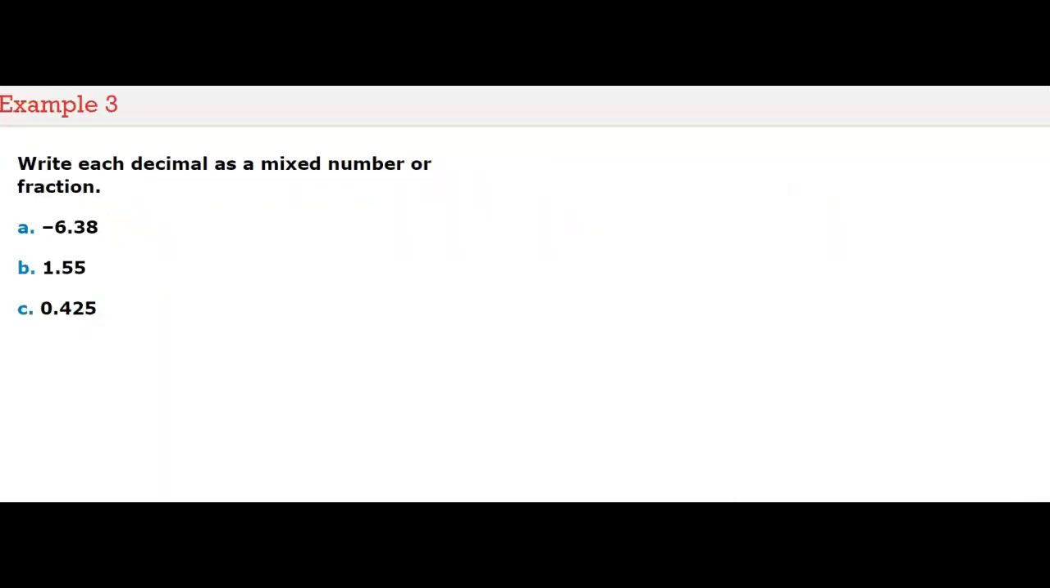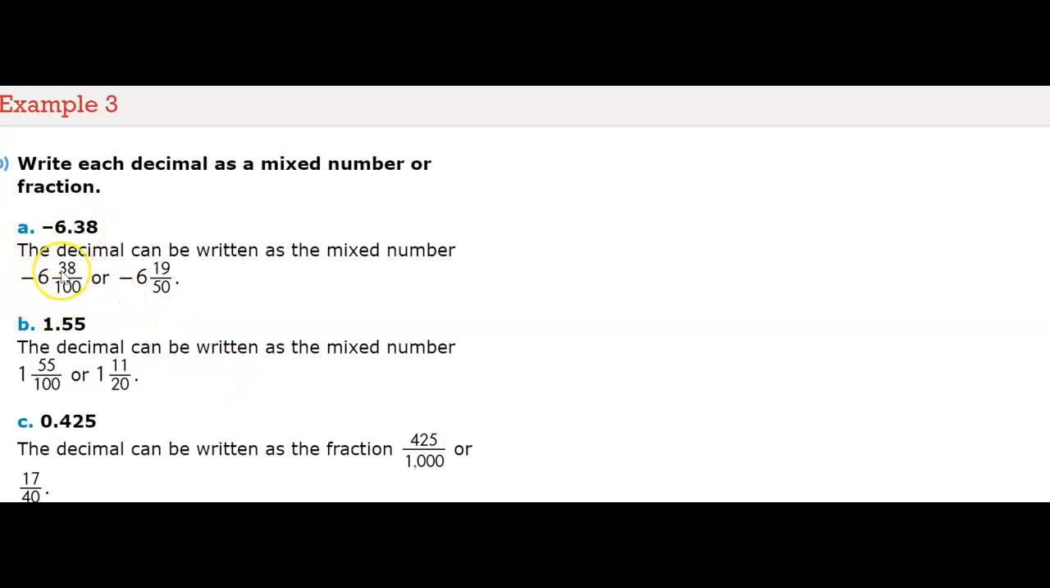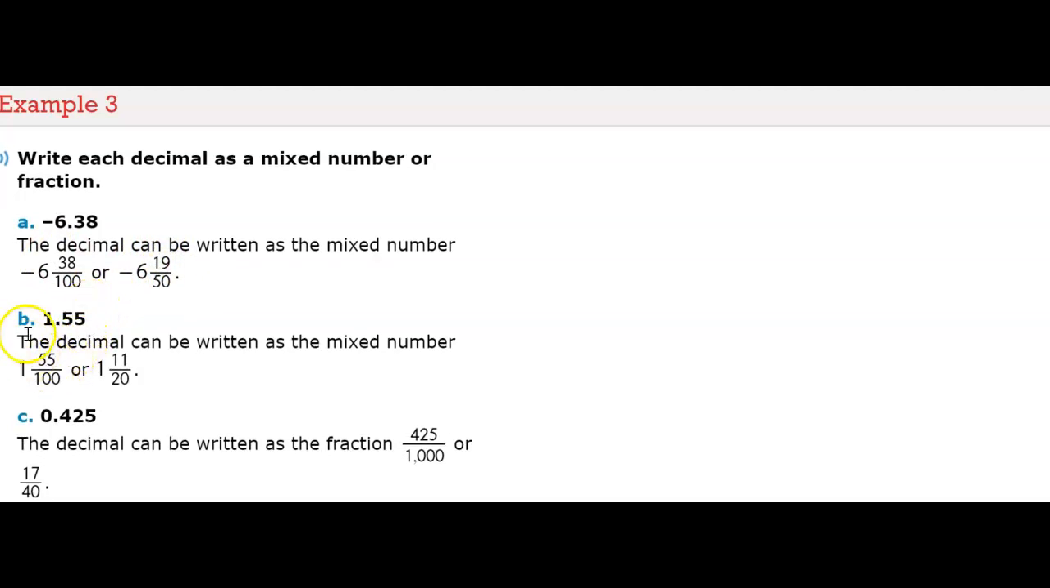Write each decimal as a mixed number or fraction. Part A, -6 and 38 hundredths. Part B, 1 and 55 hundredths. Part C, 425 thousandths. So let's look at A. They wrote it as a mixed number, and they just took the 38, put it over 100 because the 8 is in the hundredths place. So that's what it'll be over as a denominator, 38 over 100, and we simplified it to get -6 and 19 over 50. For B, you have 1 and 55 hundredths. Again, you put it over the 100, and then they simplified it. For C, 425 thousandths, so you put it over 1,000 and simplify it. 17 over 40.